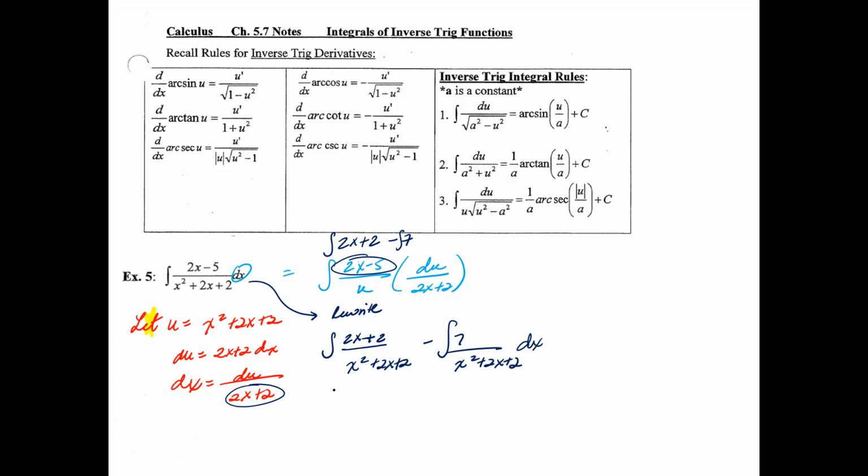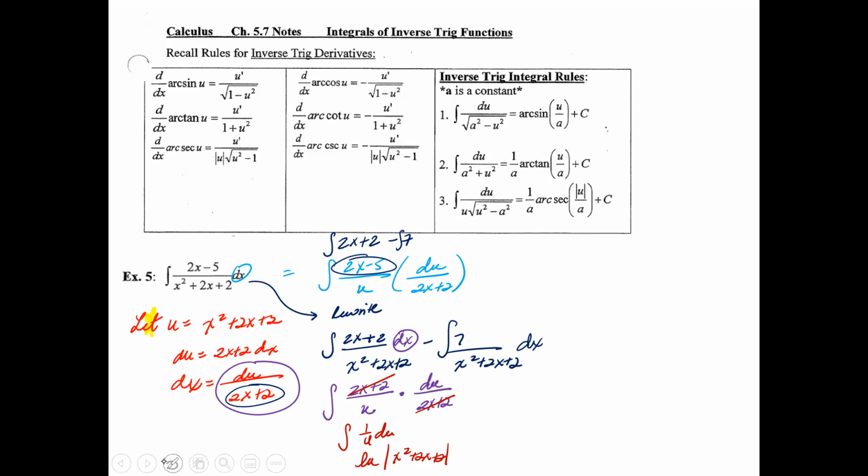So if I do this and I do a u sub, 2x plus 2 over u times, remember your dx right here, you're going to change that dx to this part right here. So that's a du over 2x plus 2. And that's awesome because then this part cancels. So you have an integral of 1 over u du. And you guys remember what the integral of 1 over u du is? It's ln u, which is going to be ln of x squared plus 2x plus 2, plus c.